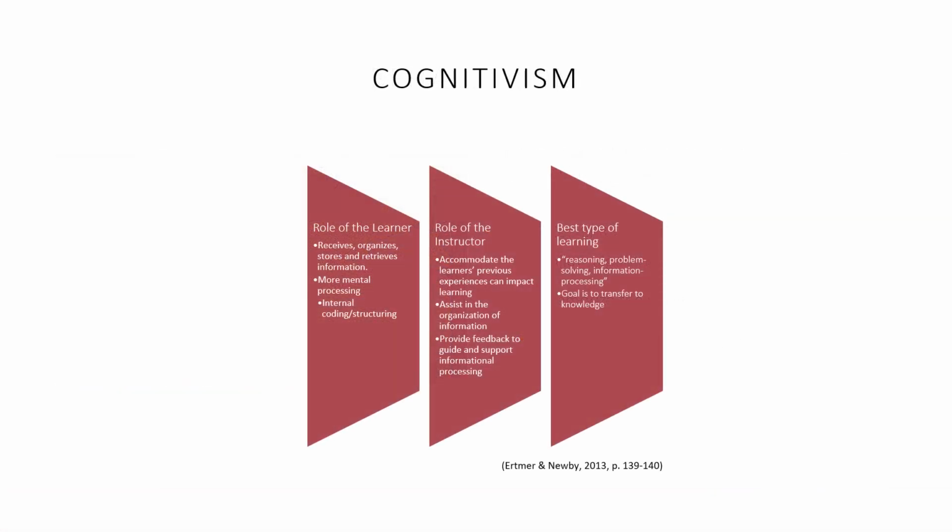To Ertmer and Newby, the cognitivist approach to learning theory puts more emphasis on the role of the learner, as the learner receives and organizes information, then stores it as memory and retrieves that information at an appropriate time. The role of the instructor is to aid in organizing information and provide feedback to support and guide informational processing. The best type of learning for cognitivists is reasoning, problem solving, and informational processing, the goal of which is to transfer knowledge.